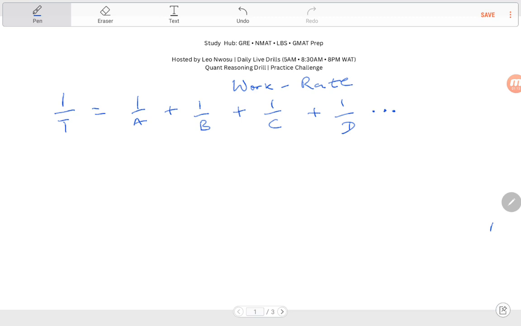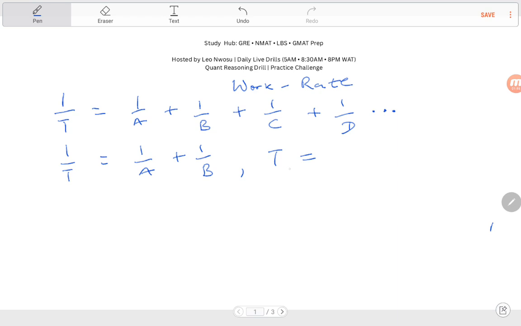But let's assume that only two machines are working. If only two machines or two people are working, we have only 1 over A plus 1 over B. This formula reduces to T equals, remember, the LCM of A and B, or one multiple of A and B is A times B. So AB is a multiple of A and B.